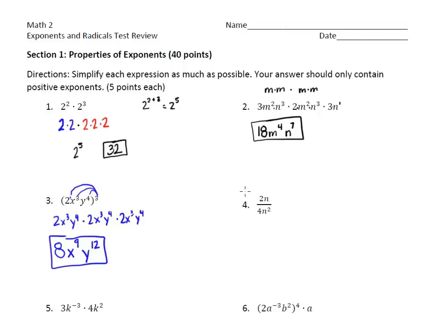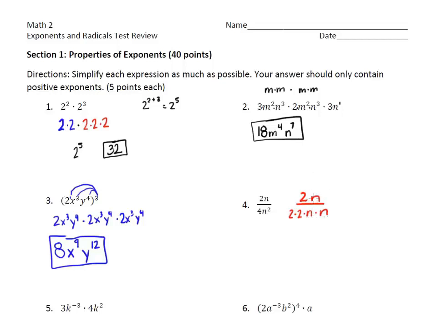Okay, question number 4. We've got 2n in the numerator and 4n squared in the denominator. So n squared is the same thing as n times n. In fact, I'm going to do a little bit of a tricky thing here. I'm going to get rid of the 4 as well. 4 is the same thing as 2 times 2. So now let's start with the n's. I have an n on top and 2 of them on the bottom.